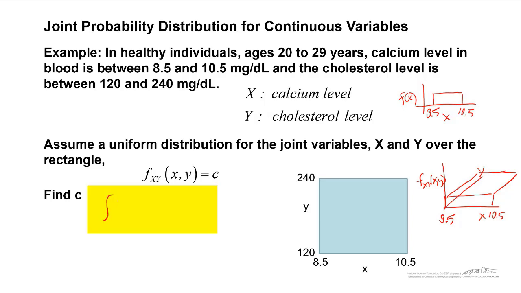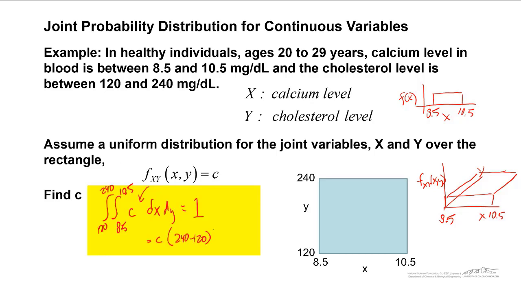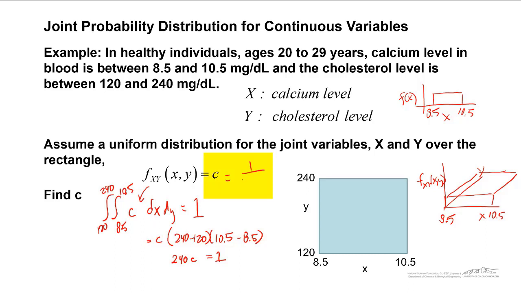Well, we know that the integral of our fxy dx dy has to equal 1. Our joint density function is c. And so if we integrate x from 8.5 to 10.5 and y from 120 to 240, if you did this integration, you would end up with c times (240 minus 120) times (10.5 minus 8.5), which is 240c. And if that has to equal 1, then that simply means that c equals 1 divided by 240. So 1 divided by 240 is the joint probability density function for these two variables.